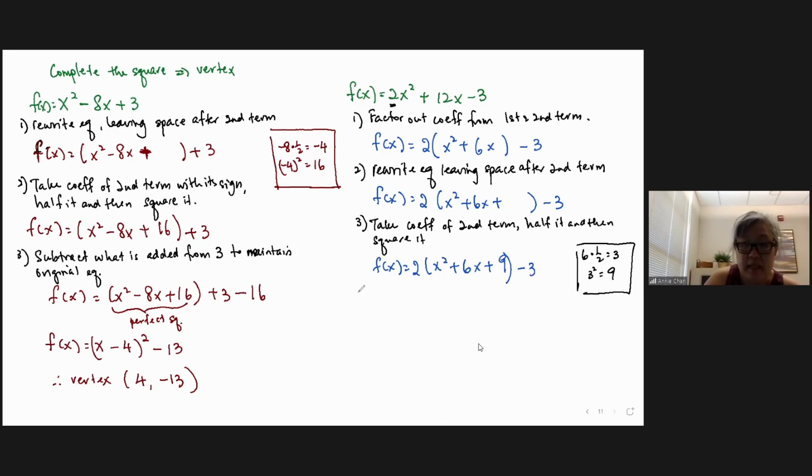Then, okay, now you have to pay attention again. Subtract what is added, multiplied with the factored out coefficient, from 3. Does that make sense?